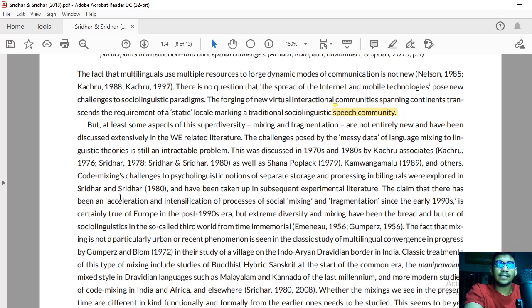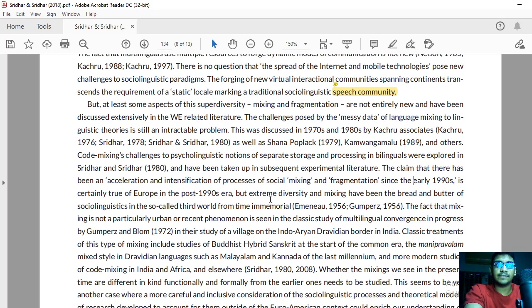The claim that there has been an acceleration or intensification of processes of social mixing and fragmentation since the early 1990s is certainly true of Europe in the post-1990s era. But extreme diversity and mixing have been the bread and butter of sociolinguistics in the so-called Third World from time immemorial. So in Europe, this mixing and fragmentation happened more after the 1990s, but in the so-called Third World, like us, India, Bangladesh, so India is not Third World maybe, so Bangladesh and other countries that are not so much developed, we had this hybridity in us from time immemorial. That means from long ago, like from the start even.